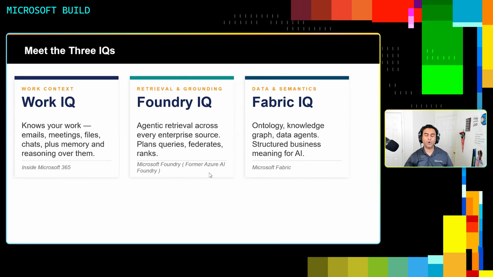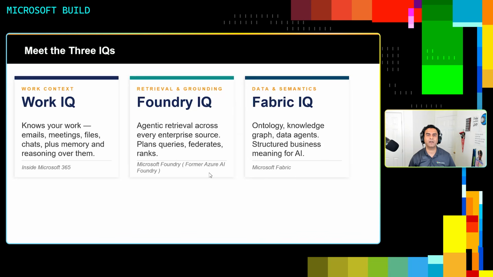So Work IQ knows about your work, like your email, your meetings, your files, your chat, your meeting recordings. Plus, it also has a memory, and it wants to reason over that. So the rule of thumb is whatever data you have that you have access to inside your Microsoft 365 ecosystem, you can use Work IQ on top of it. The next level is Foundry IQ. What if your data is not in the Microsoft 365 Stack?